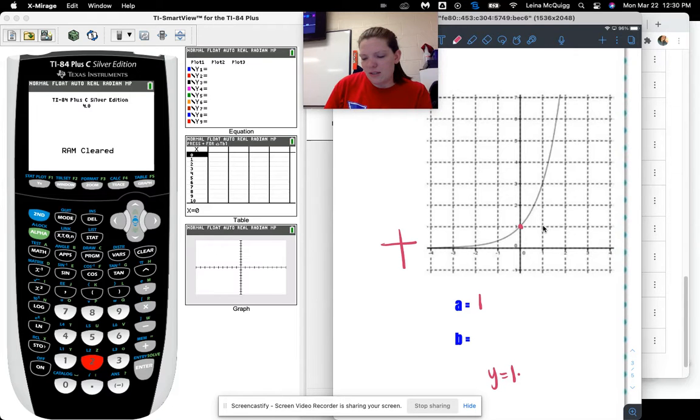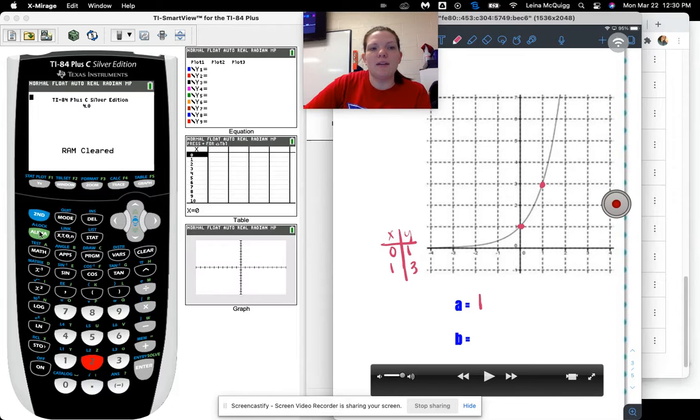So first, let's write down some points to be able to put in our calculator. I have this first point, my y-intercept, which is (0, 1). And then I'm going to pick a second point. So I have this other point here, which is (1, 3). I'm going to use these 2 points.